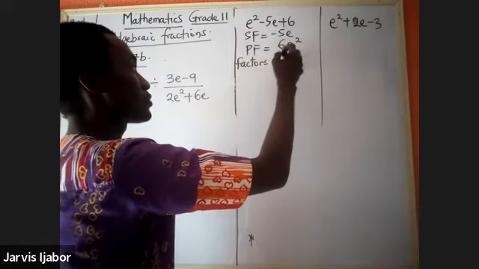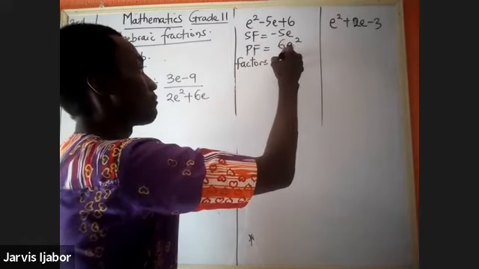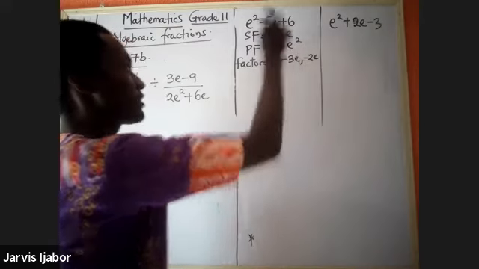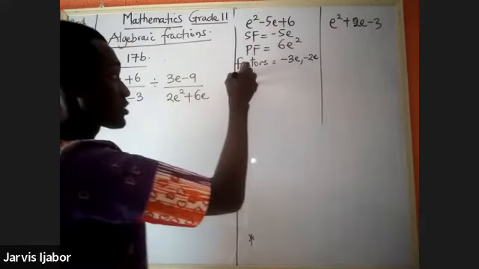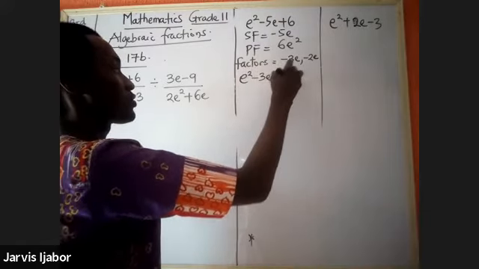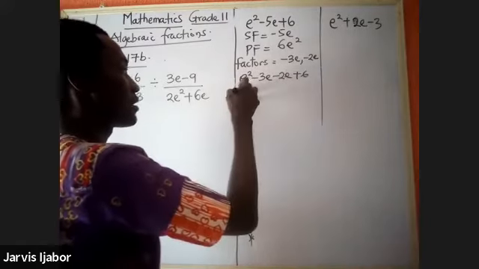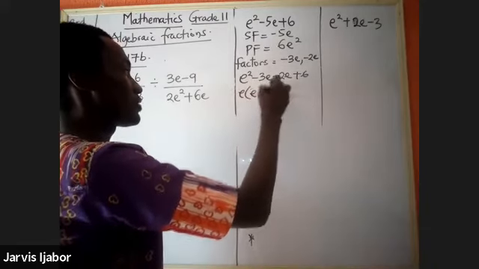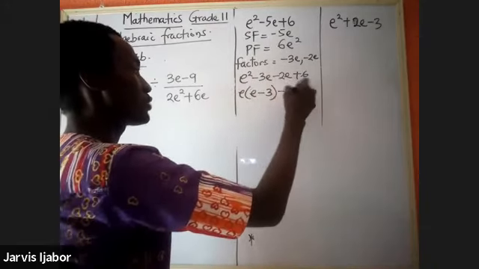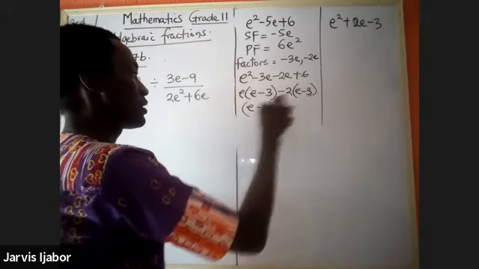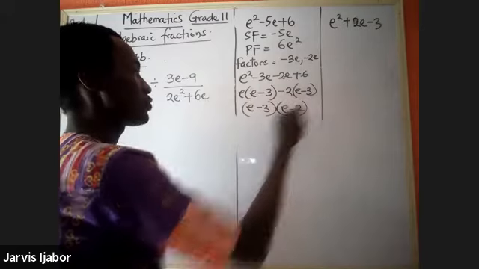will be equal to minus 3e and minus 2e. Negative, they will be negative. And as such, you have e squared minus 3e minus 2e plus 6. Meaning that e will now go into e minus 3, minus 2 into e minus 3. And that will be e minus 3 into e minus 2.